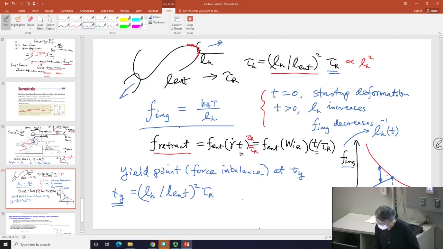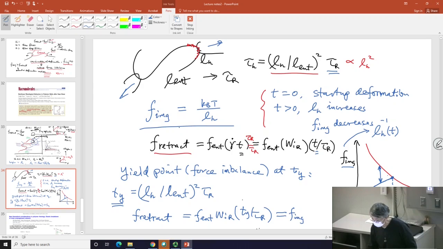So at this yield point, the two forces are identical now. On one side, you have the retraction force, and that's just the entanglement force, Wi at Ty over tau R. And this force equates to the grip force at Ty.